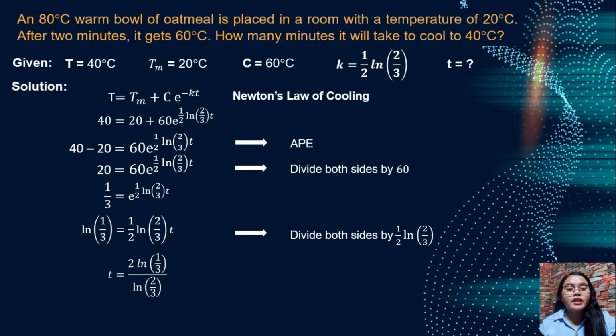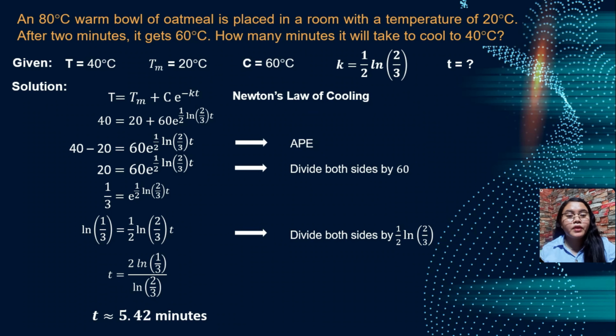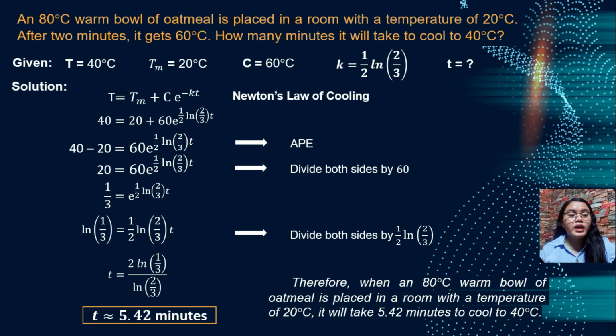So we have the equation t is equal to 2 ln 1/3 over ln 2/3, and by using our calculator, we can find the value of t, which is approximately 5.42 minutes. So therefore, when an 80 degrees Celsius warm bowl of oatmeal is placed in a room with a temperature of 20 degrees Celsius, it will take 5.42 minutes to cool to 40 degrees Celsius.